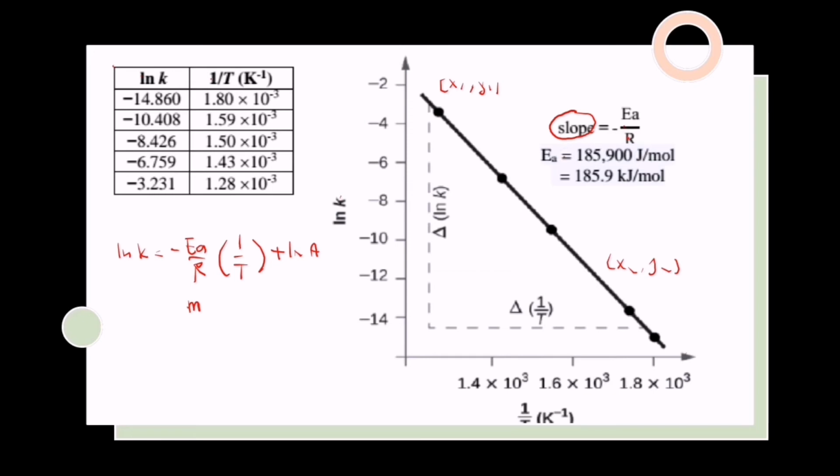Tapi soalan suruh convert kepada kilojoule per mole. So just divide with 1000. So you will get 185.9. So that's for example 12.